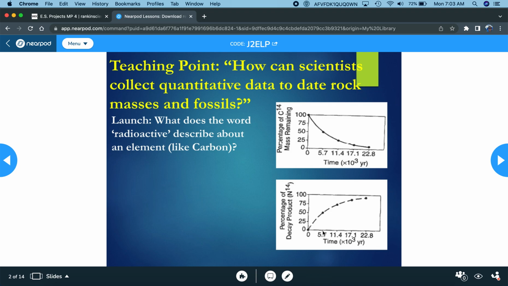Both of these have the same half-life, so you have 5.7, and this is all times 10 to the third years, so really that's 5,700, and then 11,400, 17,100, 22,800, right? This is going to be half-life 1, half-life 2, half-life 3, half-life 4.